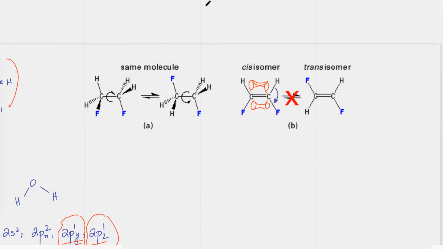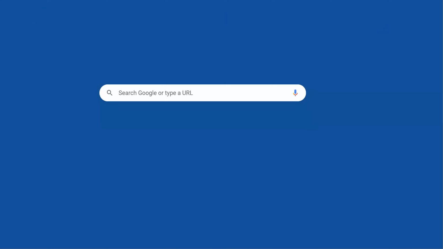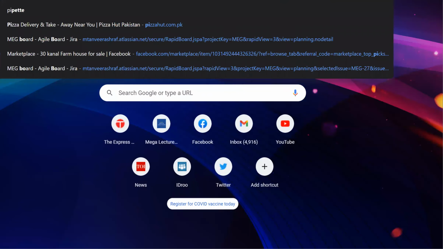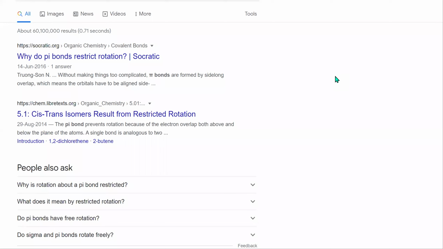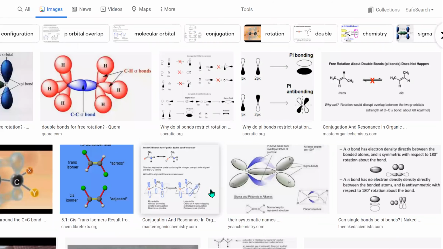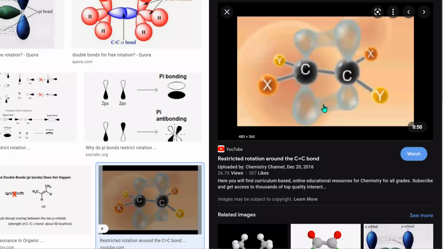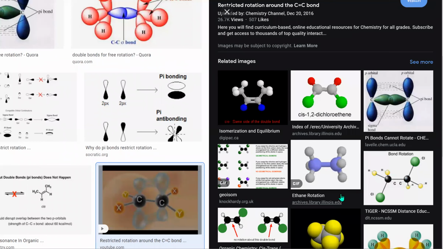Yes, sir. Okay, let me see if I can find a molecule or an image that shows this. Just a second. So here's a better one, still not a very good one.